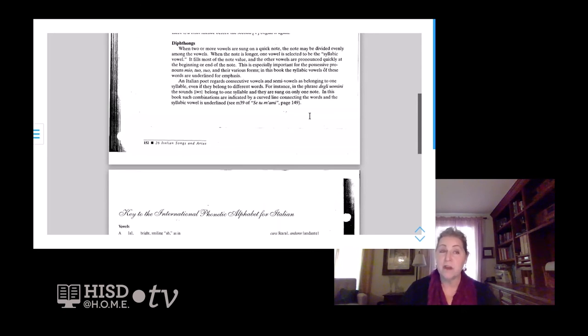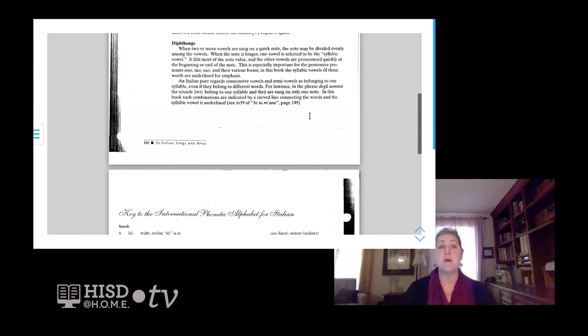There are diphthongs in Italian. Io, mio, suo, tuo. But both of them are pronounced, unlike in English, boat. The word boat is a diphthong. So you can divide the diphthong in Italian evenly. If it's a quick note, if it's a long note, you sing on the first vowel for a majority of the duration of the note, and then you drop in the second.